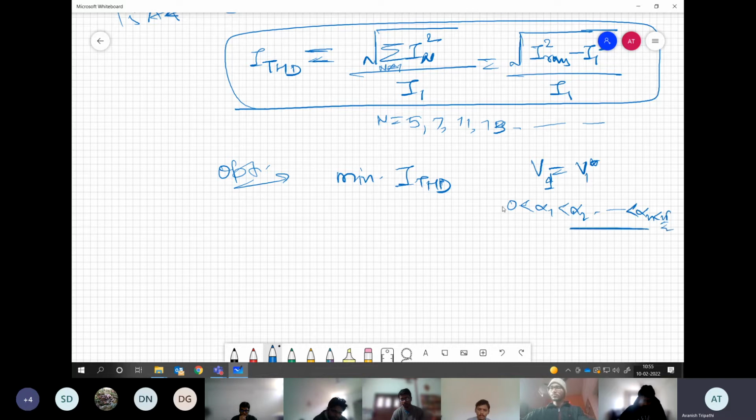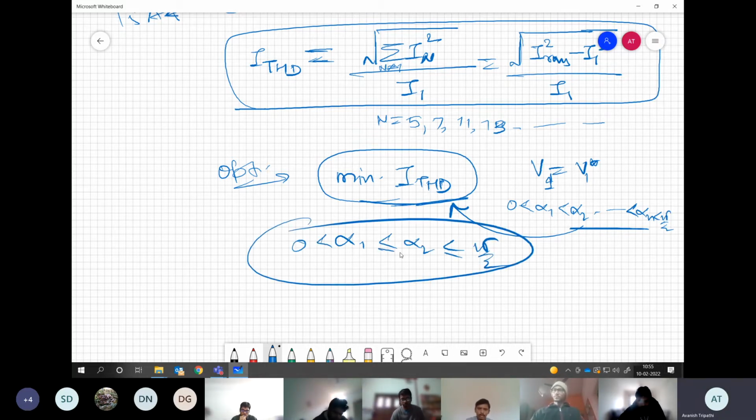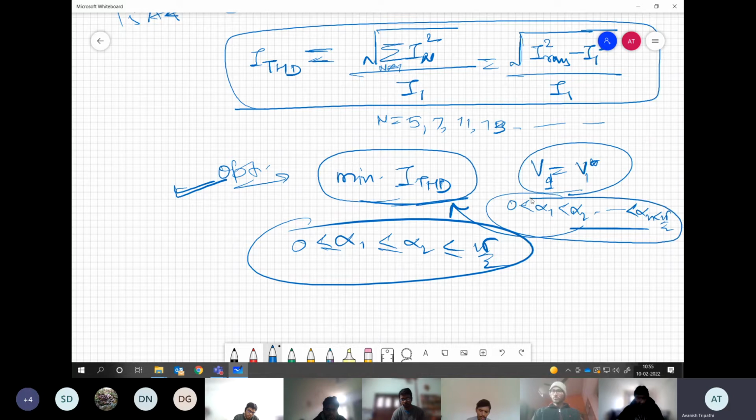Now, this does not say how many minimum switching angles you should have in the system. SHE PWM was suggesting that we should have at least a sufficient degree of freedom, whereas here there is no such constraint. This could be possible with only 2 switching angles as well. So switching angle is not a limitation for optimal PWM. And we are going to find a unique solution for every modulation index, and we maintain the inequality.